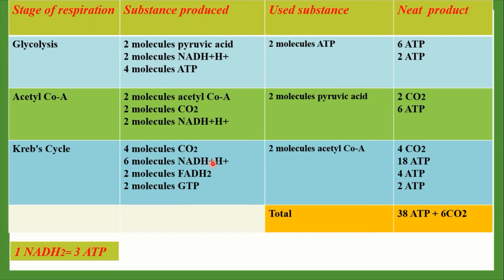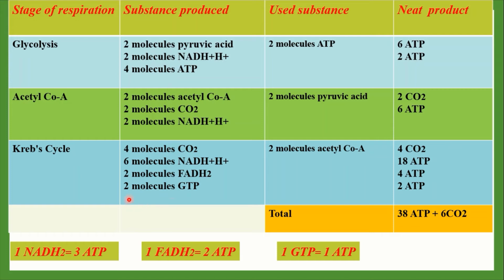From 6 molecules of NADH2, here 18 ATP are produced, because we know that 1 NADH2 is equal to 3 ATP. Okay, and from 2 molecules of FADH2 we get 4 ATP, because 1 FADH2 equals 2 molecules of ATP. And here are 2 molecules of GTP. From 2 molecules of GTP we get 2 ATP, because 1 GTP equals 1 ATP.